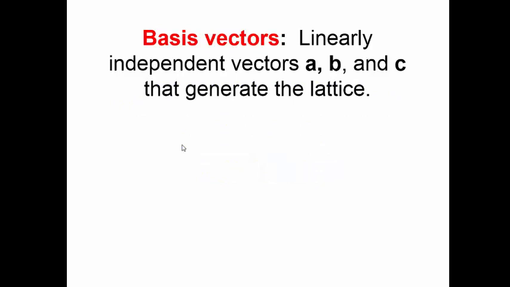Now let's move on to section 1.3, which is the two-dimensional basis vectors and unit cells. Basis vectors are linearly independent vectors in 3 dimensions, a, b, and c, and in 2 dimensions, a and b, that generate the lattice.